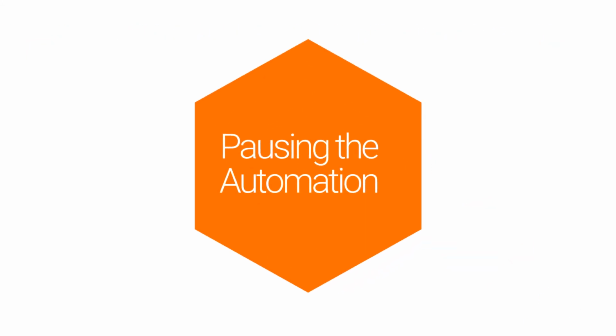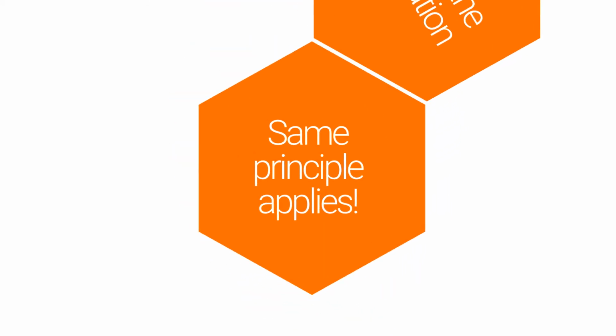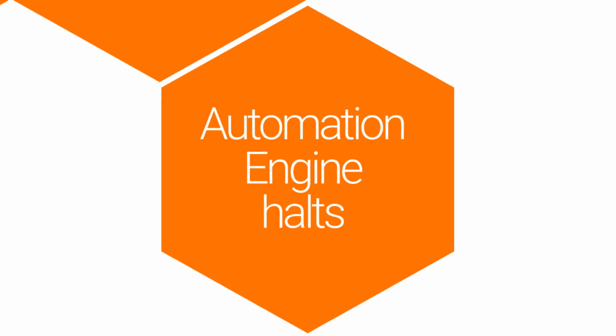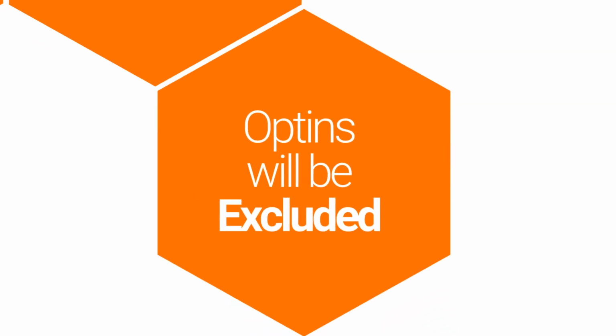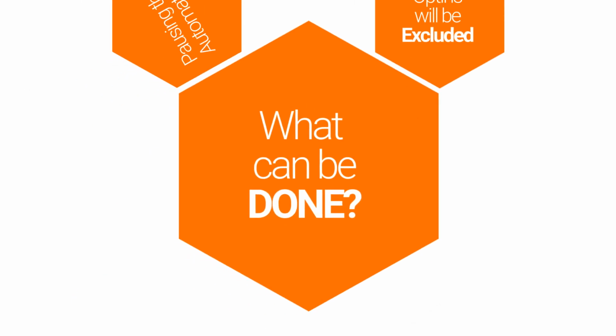What happens when you pause the automation and make the changes? The same process applies when the automation is paused. An automation that is paused will only pause the automation engine, meaning everything will be halted. When someone opts into a trigger list of a paused automation, this subscriber will be excluded from the automation when the automation resumes. So what can you do?